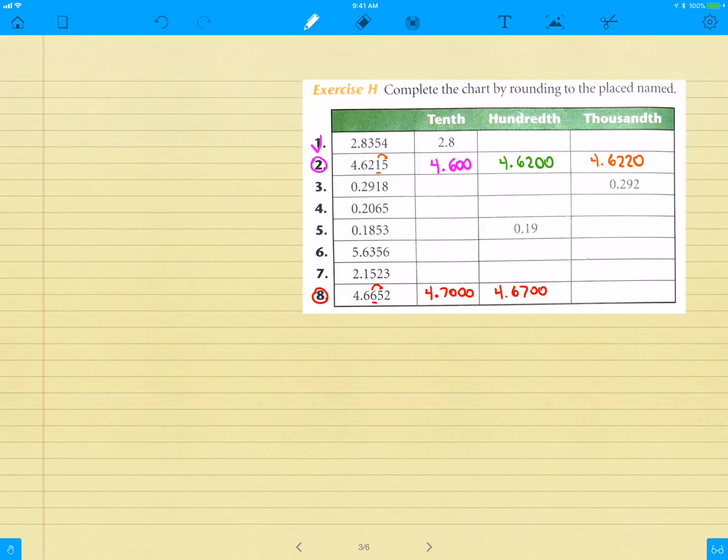But again, if the number behind it is 5 or larger, that's when it goes up. If it's not a 5 or larger, the number will just stay the same. But again, you always chop off the numbers after the number you underlined. So in this case, I was underlining the 100th position.